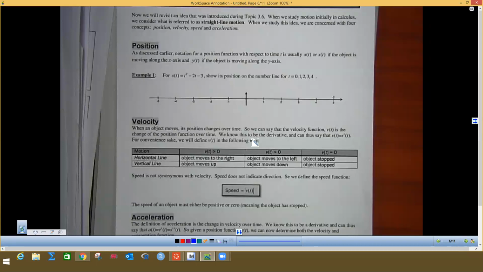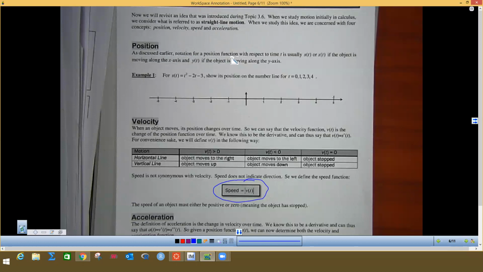So this says, now we will revisit an idea we introduced in topic 3.6 when we studied motion in calculus of a straight line. When we studied this idea, we were concerned with the concept of position, velocity, acceleration, and speed. And we're going to talk about what speed is. As a matter of fact, it's right here. It's the absolute value of velocity.